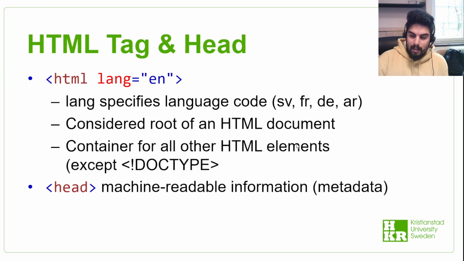Now, the doctype is then followed by an html lang. The HTML tag is the main container, or is considered the root of an HTML document, and it also includes an attribute called lang. This specifies the main language of the website. And these are in the form of language codes, so two letters: EN for English, SV for Swedish, FR, DE, AR, etc.